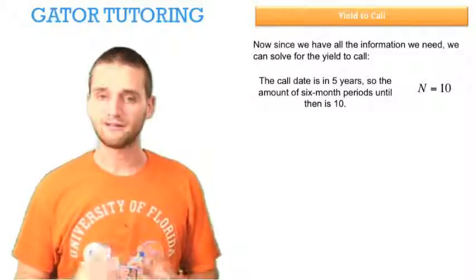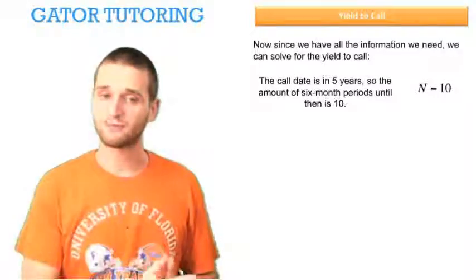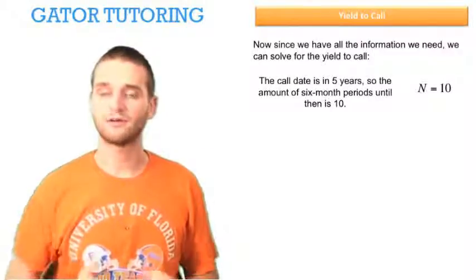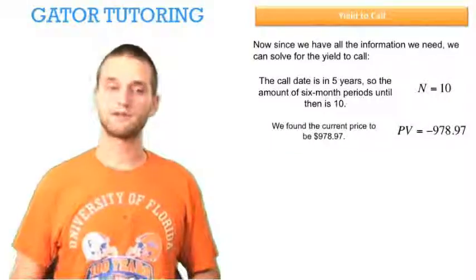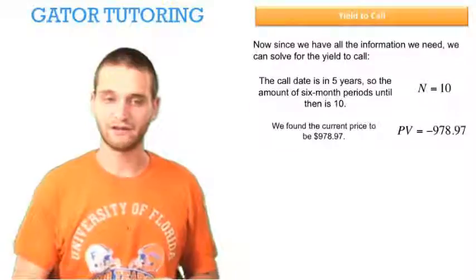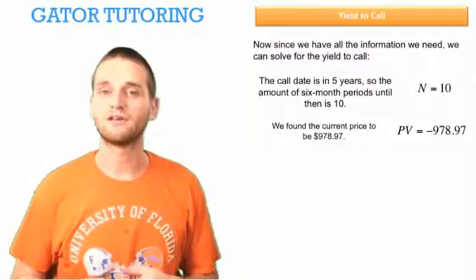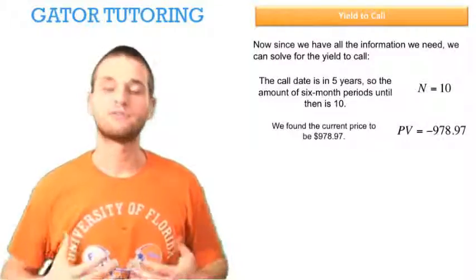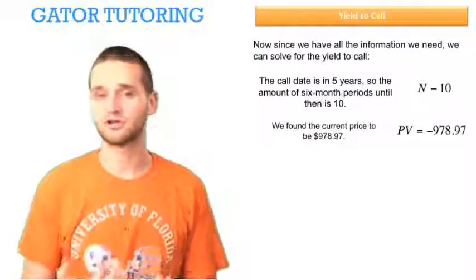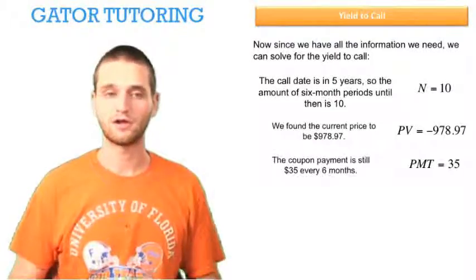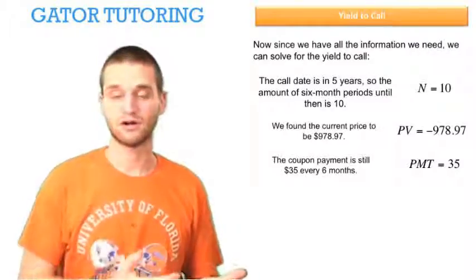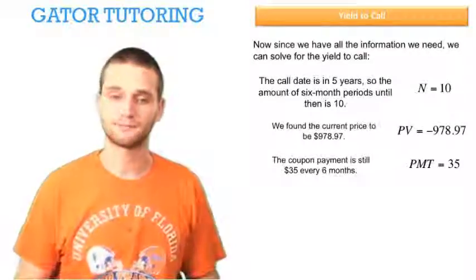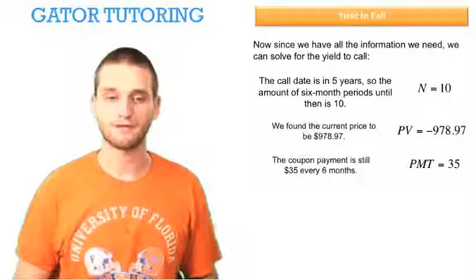So the call date is in 5 years, and the amount of 6-month periods until then is just 10. So we enter this in for the number of periods. We found the current price to be $978.97. So we'll just enter this in as a negative value to represent a cash outflow from us. We're purchasing the bond. The coupon payment is still the $35 every 6 months. It's just there are fewer 6-month periods until the call date.